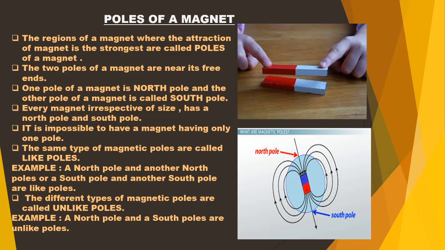And when we come to the poles, one thing you should know is that the same type of magnetic poles are called like poles, and different types are known as unlike poles. So what are like poles? A north pole and another north pole, or a south pole and another south pole, are like poles. On the other hand, different poles, like one north pole and one south pole, form the unlike poles.